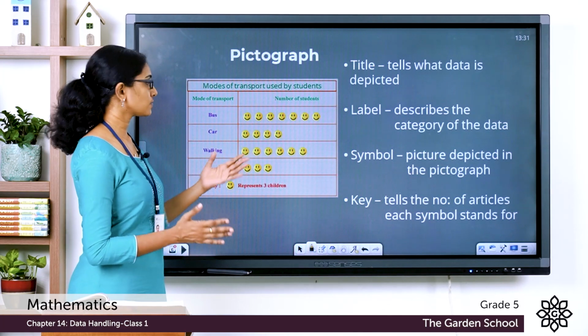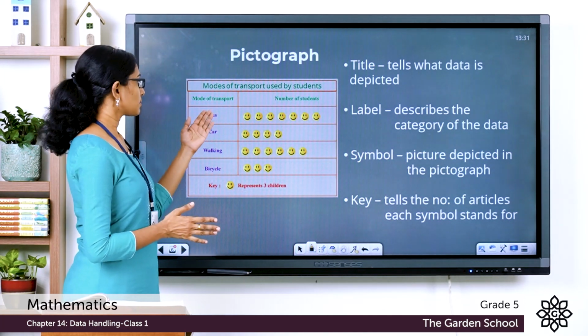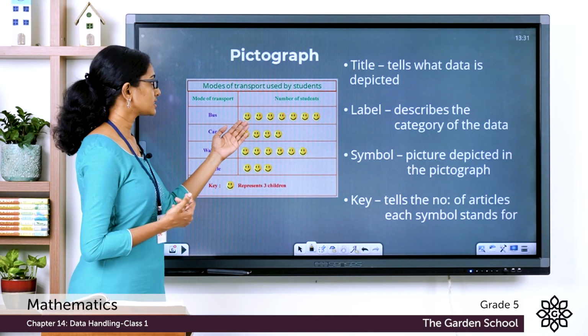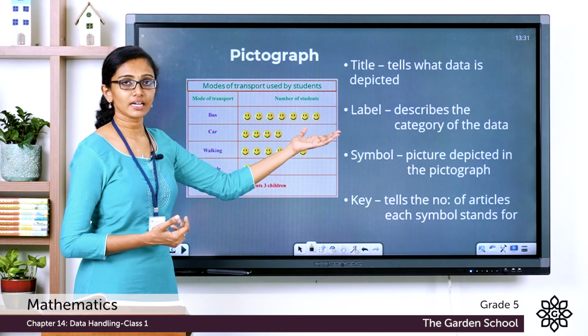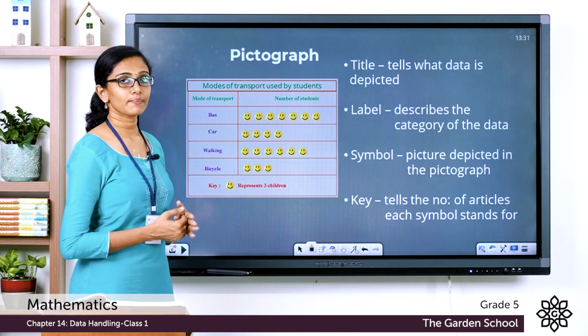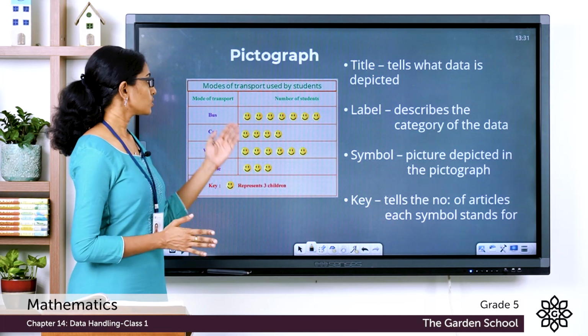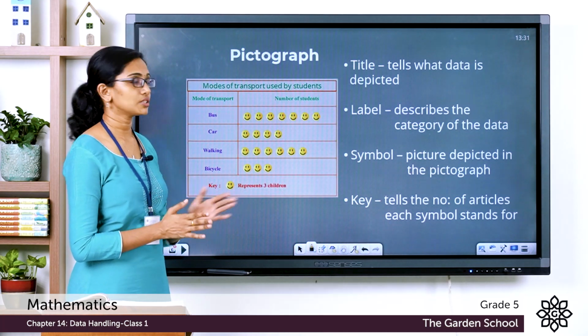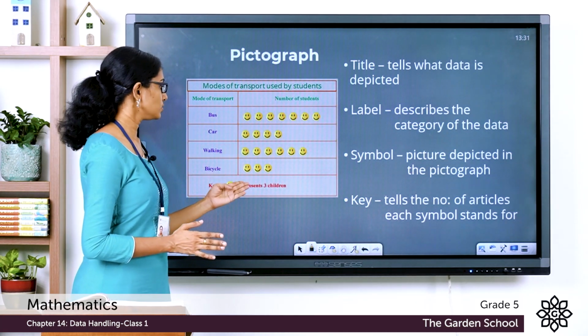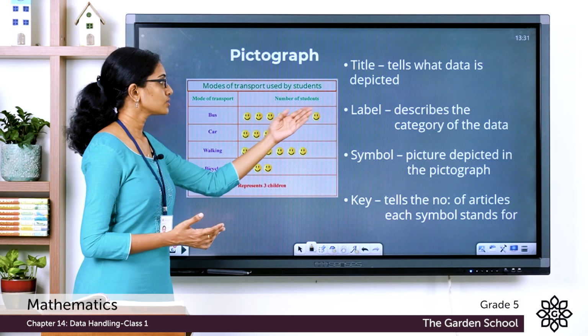So how do we read data from this one? Here, the mode of transport is bus, and you can see how many smileys? 1, 2, 3, 4, 5, 6, 7. 7 smileys are given here. Each smiley represents 3 students. So the total number of students that use bus as a mode of transport is equal to 7 into 3, and that is equal to 21.